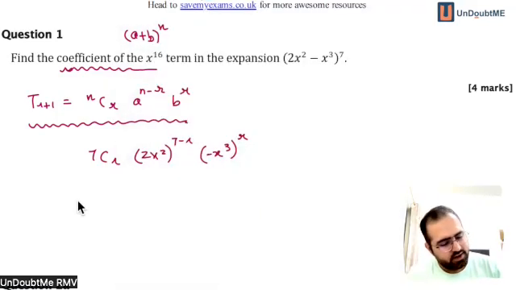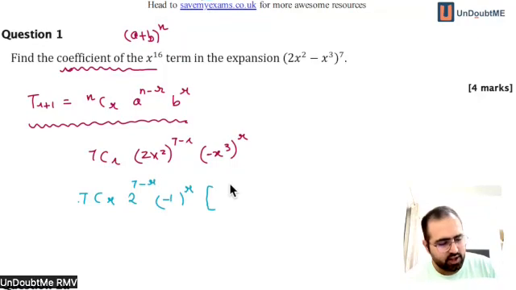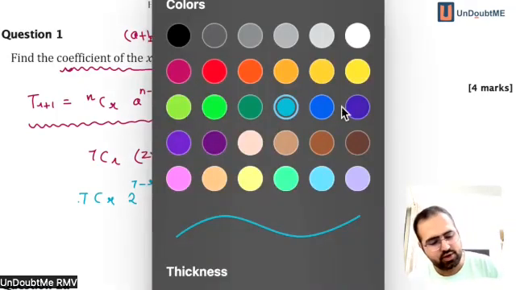In rearrangement, 7Cr 2^(7-r) (-1)^r. I've taken all the constants aside and I'll take all the terms of x together. So x^(2(7-r)) x^(3r). Law of indices, wherever needed, you should be able to use it.